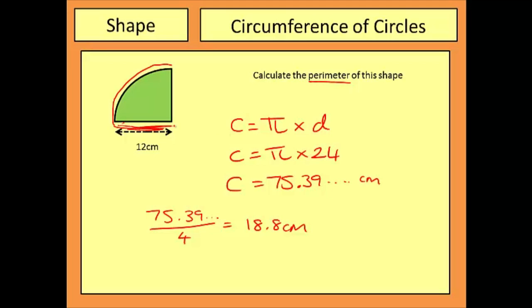This is still not the perimeter of the shape. What I'm missing is this straight edge and also this straight edge here. Both straight edges are worth 12, so I'm going to add 2 lots of 12 to this, and this is going to give me my final answer for the perimeter of the shape as 42.8 centimeters.